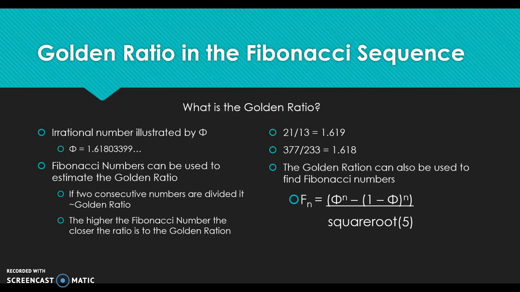So now the golden ratio can also be used to find Fibonacci numbers. So you have this formula: Fn equals phi to the n power minus (1 minus phi) all to the n power, divided by the square root of 5.